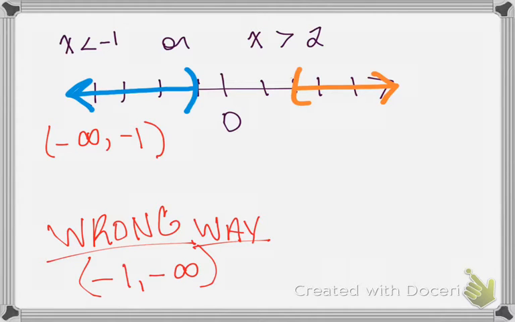So you always start at negative infinity. So you've got negative infinity to negative 1. Then I put the U there to show my union. Then I start again at positive 2 and go to positive infinity. Okay?